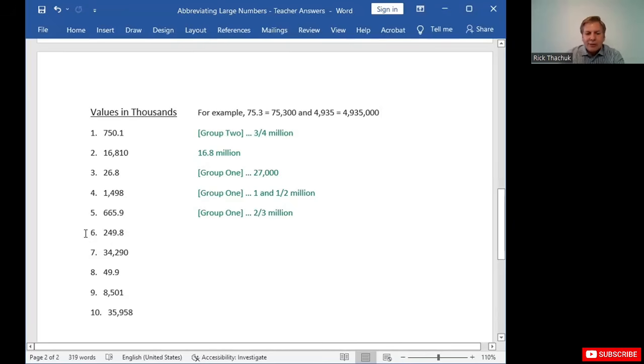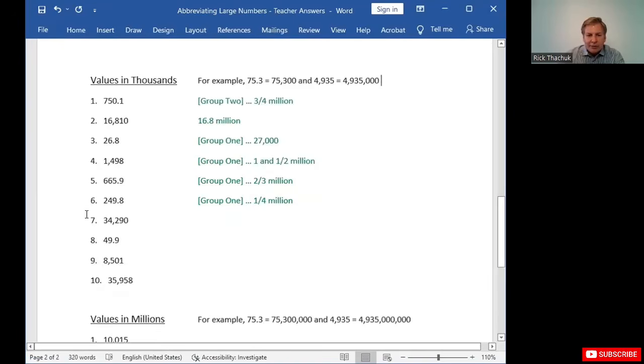Number 6, 249.8 thousand, expanded 249,800. Well, that number now, I recognize that. That's almost 250,000, which is 1/4 of a million. It's actually just under 1/4 of a million. So I can use any of the words in group 1 and then 1/4 of a million. Almost 1/4 of a million, approximately 1/4 of a million.